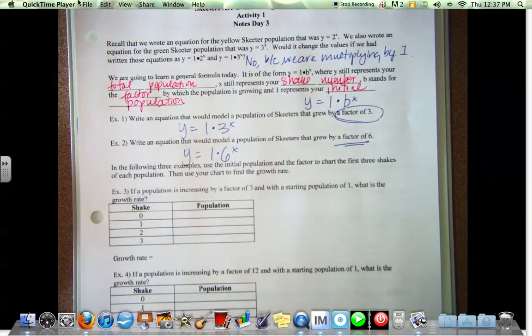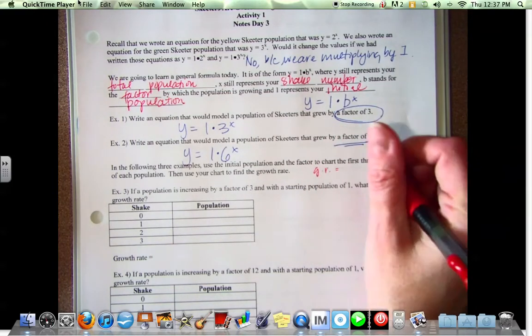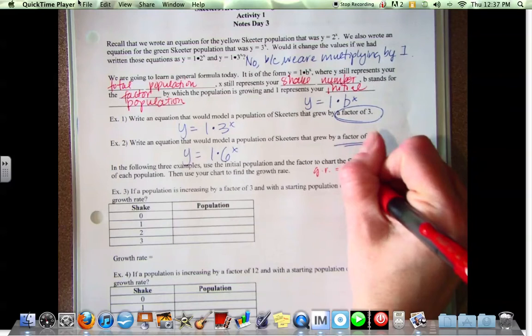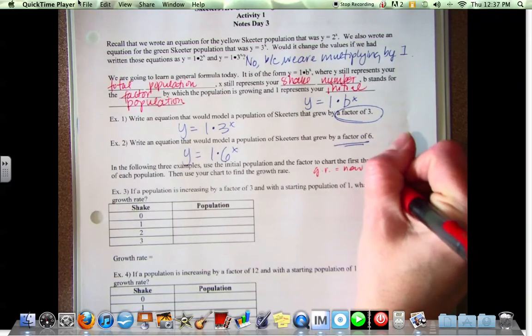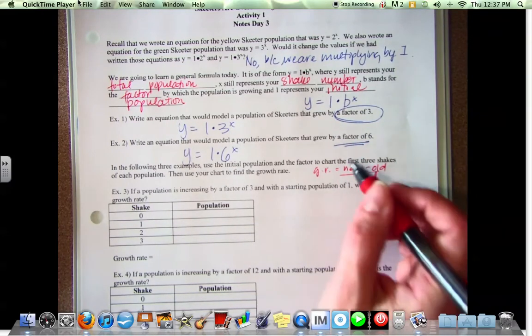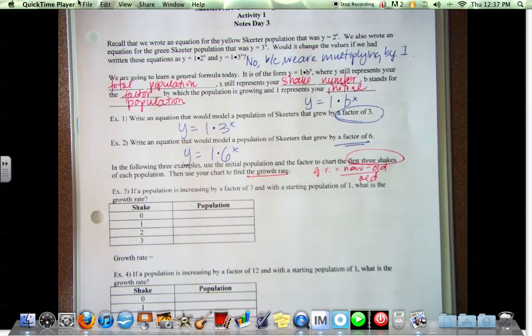In the following 3 examples, you use the initial population and the factor to chart the first 3 shakes of each population. Then use your chart to find the growth rate. So Keith, how do we find the growth rate? It would be new minus old divided by old. Okay? So we have to find the first 3 shakes, and then we need to find the growth rate.